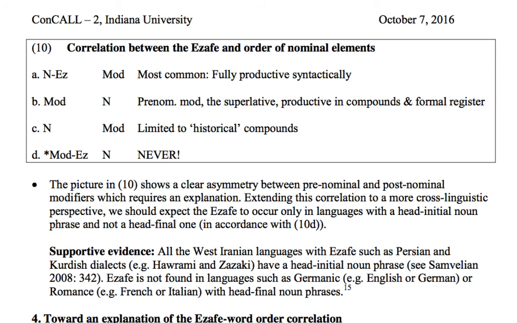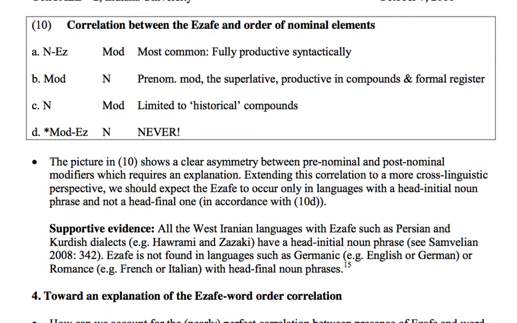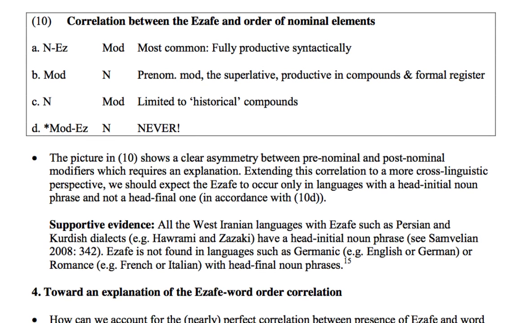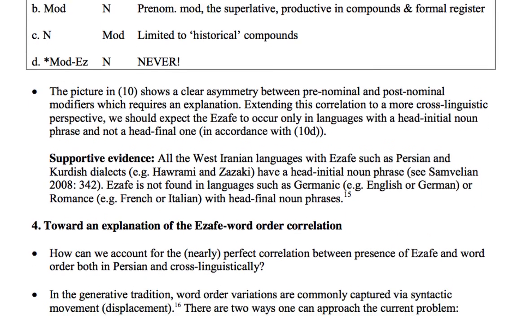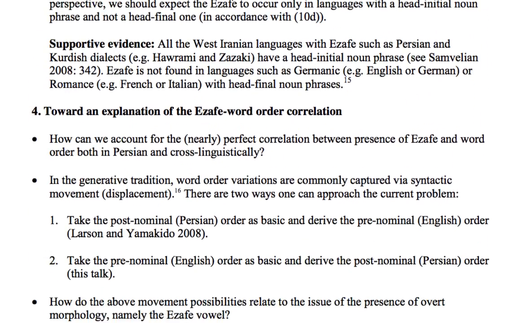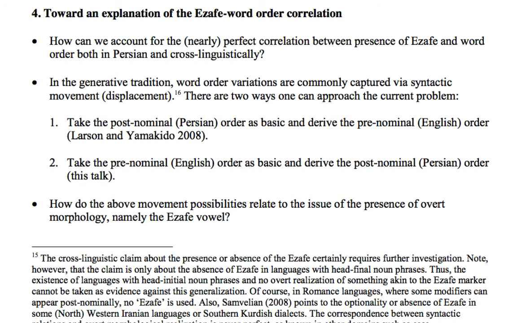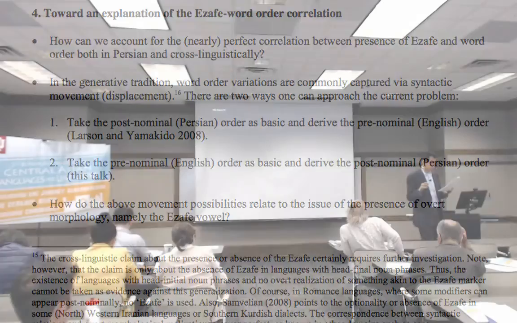So, how do we explain this? And here we get to section 4, where I try to give an explanation for this, and this is where we get a bit to the syntax side of things and a little bit theoretical, hopefully clear enough. So basically, how do we account for this asymmetry that we find in 10? In the general tradition, typically when you find this kind of word order variation, you capture it by syntactic movement, displacement. There is actually a large body of work, particularly inspired by Kayne, 1994, his work on antisymmetry.